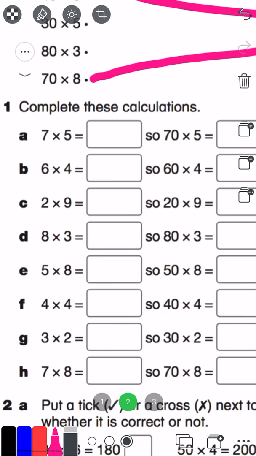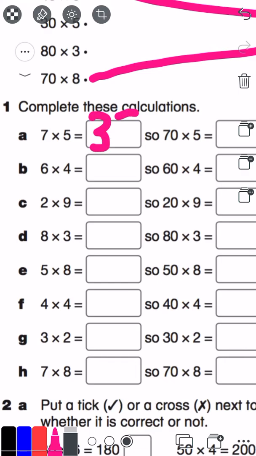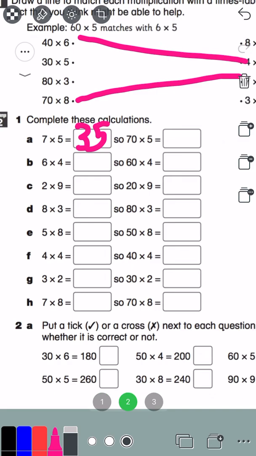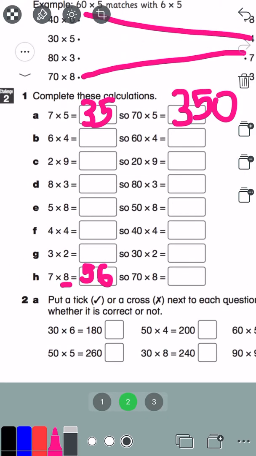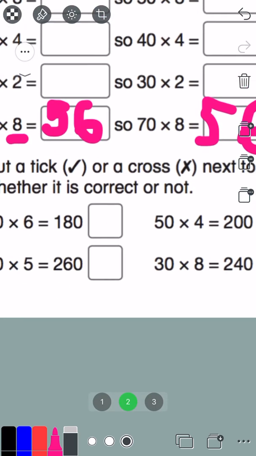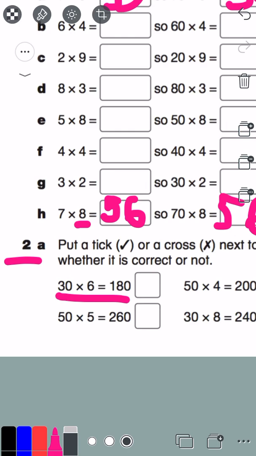So 5 times 7 or 7 times 5 equals 35. So 70 times 5 equals 35 with a 0 in the units. That makes it 350. For 7 times 8, remember the golden rule of 8? It equals 70 minus 14, minus double 7. So 70 minus 14 equals 56. Now 70 times 8 equals 56 with a 0 in the units. That equals 560.